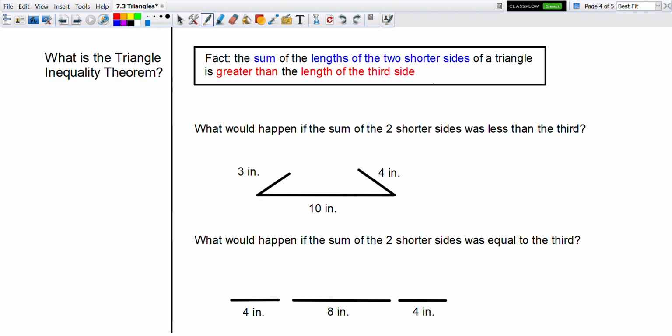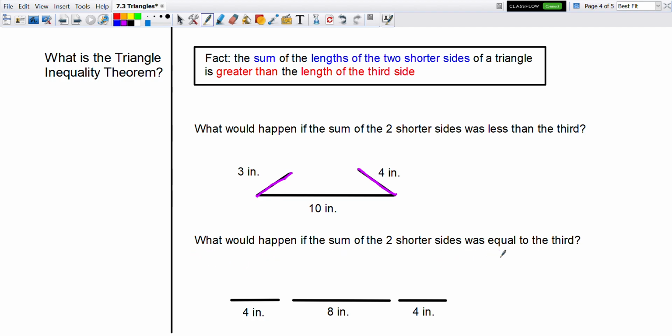They have to add to be longer than the third side. Okay? Because what would happen if the sum of the two shorter sides was less than the third? What if one side length was 3 and one side length was 4 inches long, and the last one was 10? Right? We could not make a triangle. These two sides over here could never reach to form that third angle, right? They're too short.